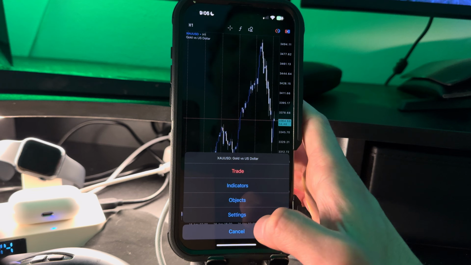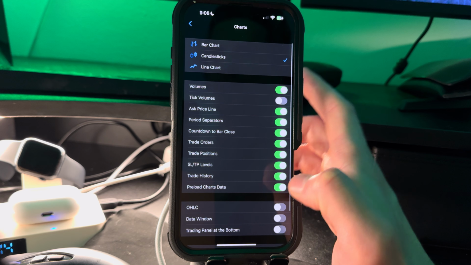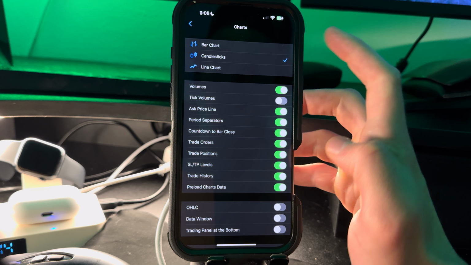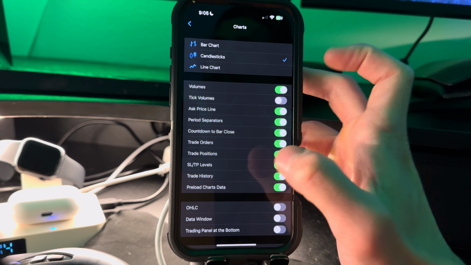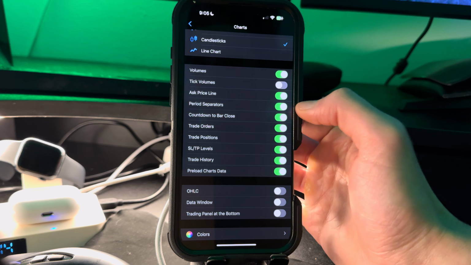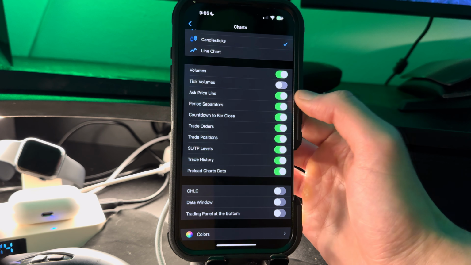What you want to do is go to settings. Simple. This is very important. For me, these are the kind of settings that I like, right? I like the candlesticks. You could change the kind of chart, you could play around. You could see volumes, you could see period separators. I like to have this one on, and I like to have the ask price on.